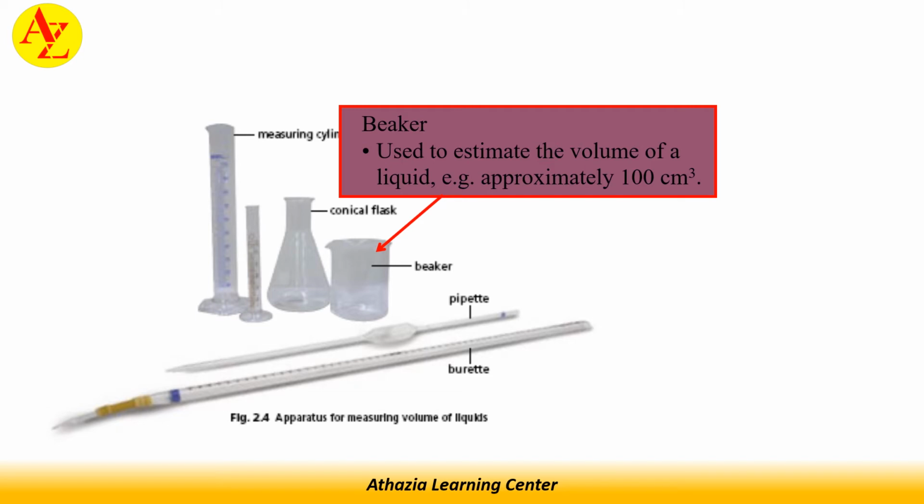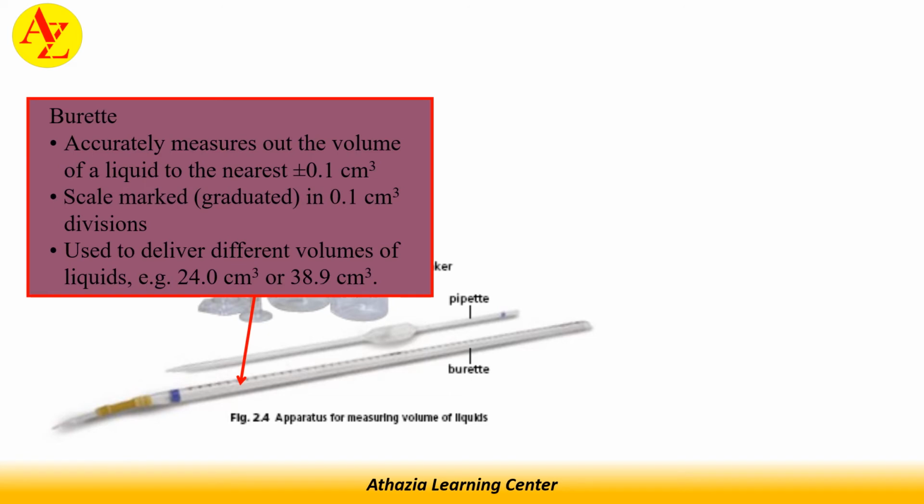Beaker, used to estimate the volume of liquid, for example, approximately 100 centimeter cube. The second one is burette, used to accurately measure out the volume of a liquid to the nearest 0.1 centimeter cube. The scale is marked or graduated in 0.1 centimeter cube divisions, used to deliver different volumes of liquid such as 24.0 centimeter cube or 38.9 centimeter cube.